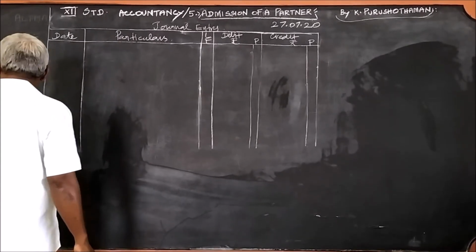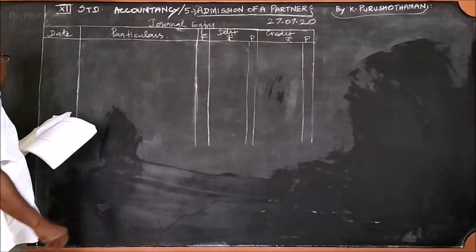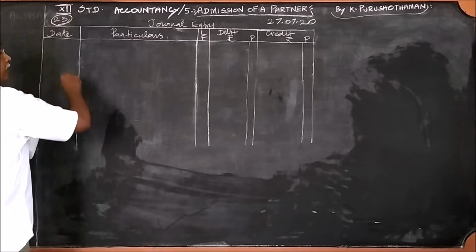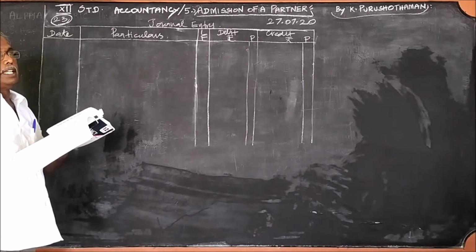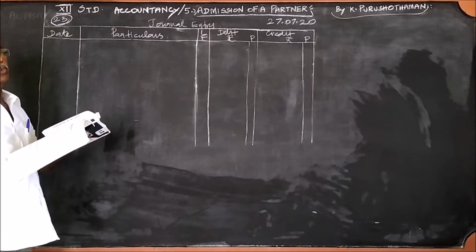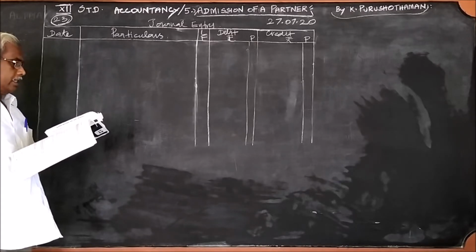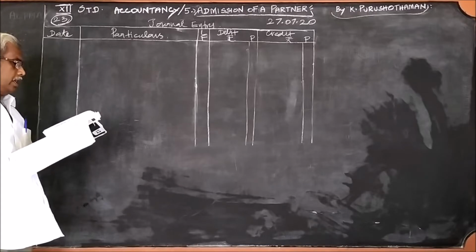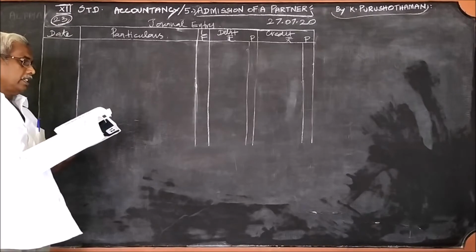Now we shall pass on to question number 23. This is a different problem than the other problems we have done so far. Here, of course, the fluctuating capital method is followed, but what happens? The goodwill is written off, that we should remember.